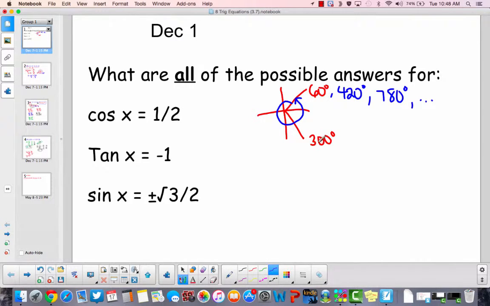Same thing here with the 300 degrees. Okay. If we add 360 to that, and we go around the circle one more time, it's 300 degrees plus 360, which is 660 degrees. If we go around again, it's 660 plus 360, which I believe is 1020 degrees.